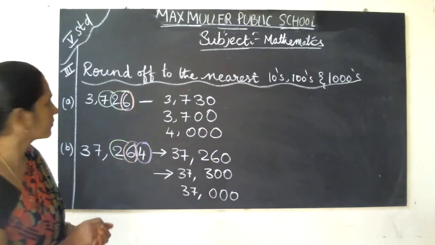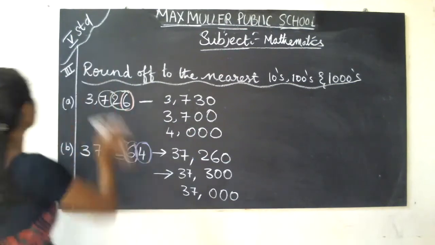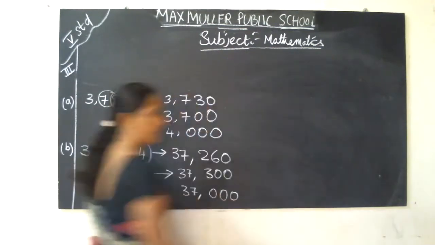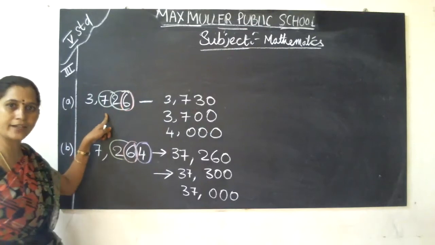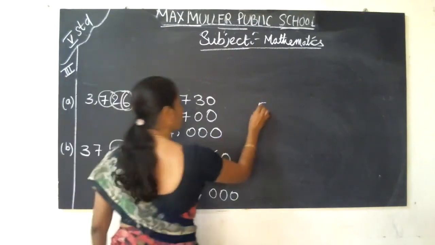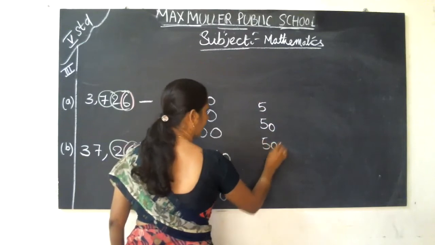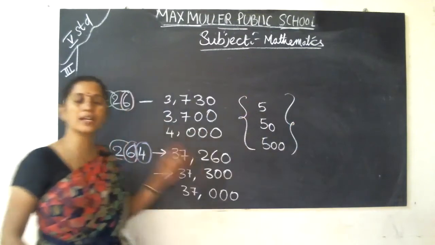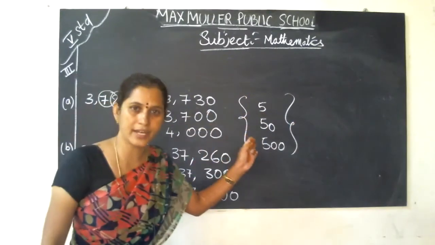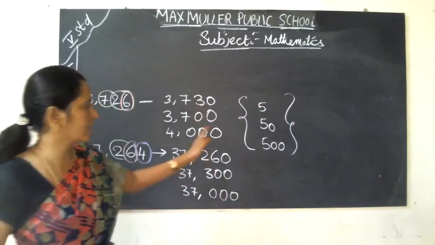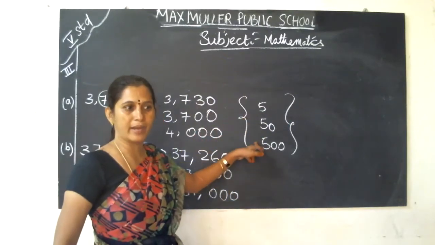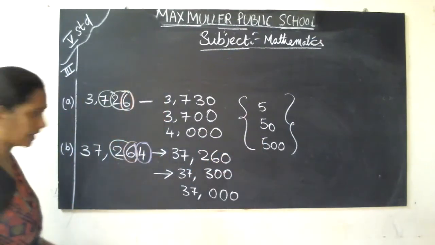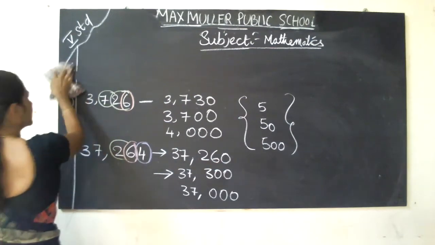Okay. Next main, fourth main. You have to see ones column, tens column, and hundreds column. It is 5, 50, and 500. These 3 you have to remember. Then only we can round the numbers easily to the nearest tens, hundreds, and thousand. These 3 numbers you have to remember in mind. Keep it in mind and round it properly. Got it? Then we'll go for the next main.